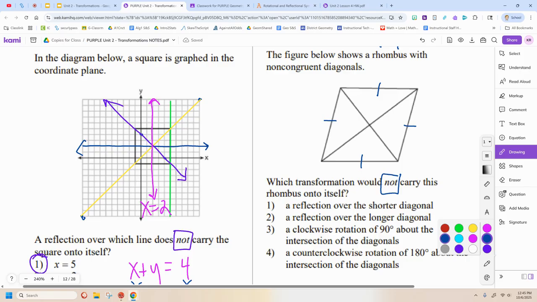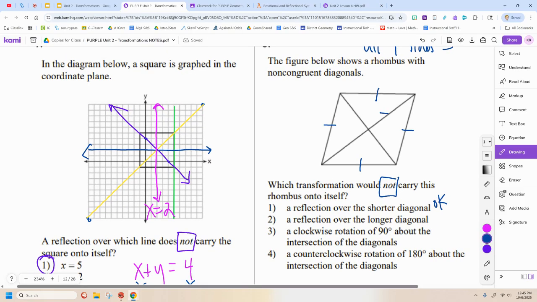All right. So now it says, which transformation would not, so make sure you read carefully, not carry the rhombus onto itself? So reflection over the short diagonal. No, that would do it. So that works. What about the long diagonal then? That works too. A lot of times when I'm answering these types of questions, I'll put okay after the ones I've already tried. Just like when I'm doing true, false, I do all 4 before I actually circle the one I'm guaranteed to be like, that's my answer. That's good strategy for multiple choice.